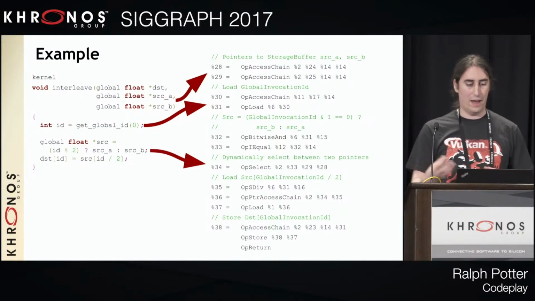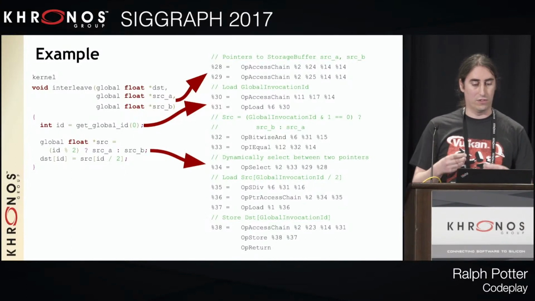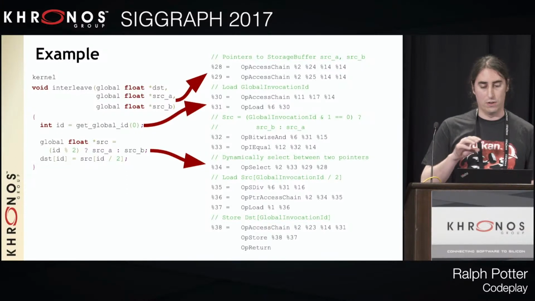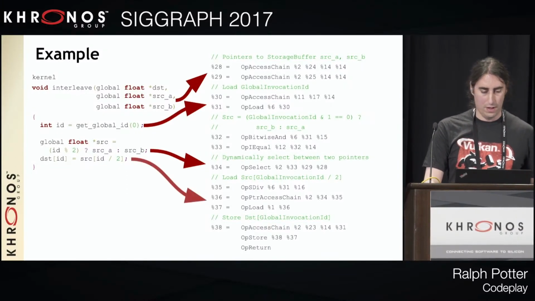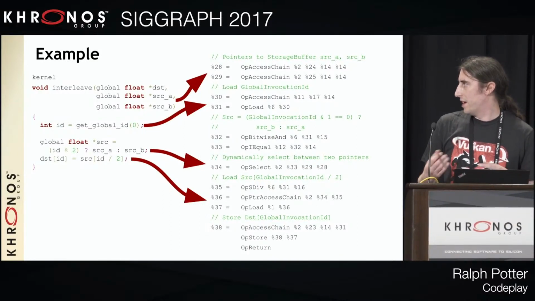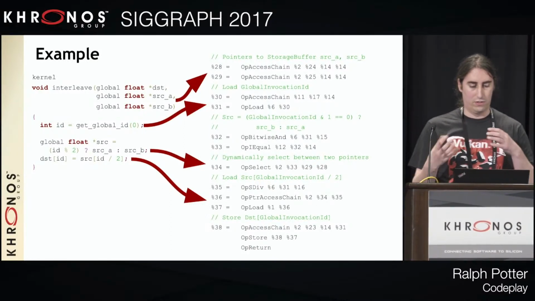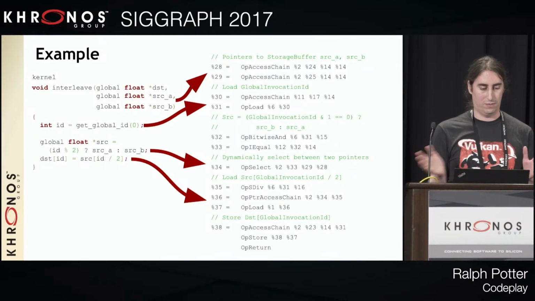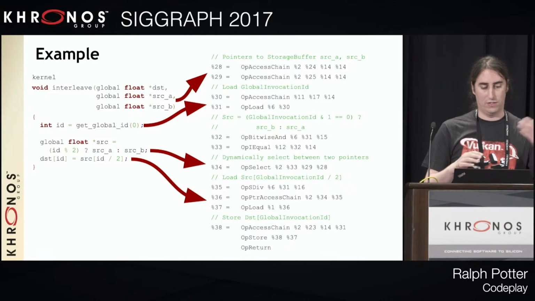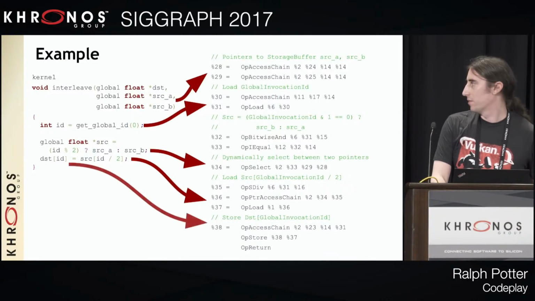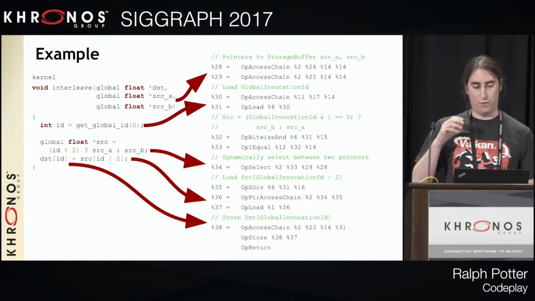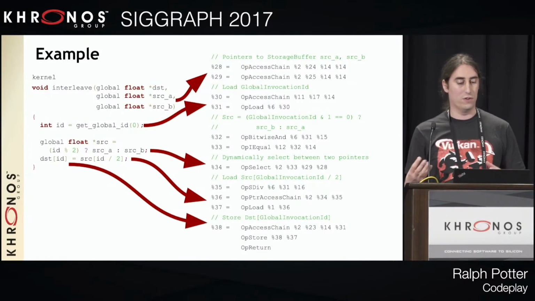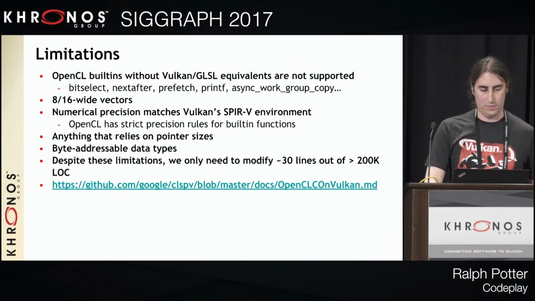But this here is a dynamic select between two pointers. Without the variable pointers extension, we couldn't have implemented this particular line. Then here we're just doing a division to do our kind of compaction, getting another pointer chain to our destination and doing our final write. So it's pretty straightforward, but there are a few bits that we couldn't have done without the extension.